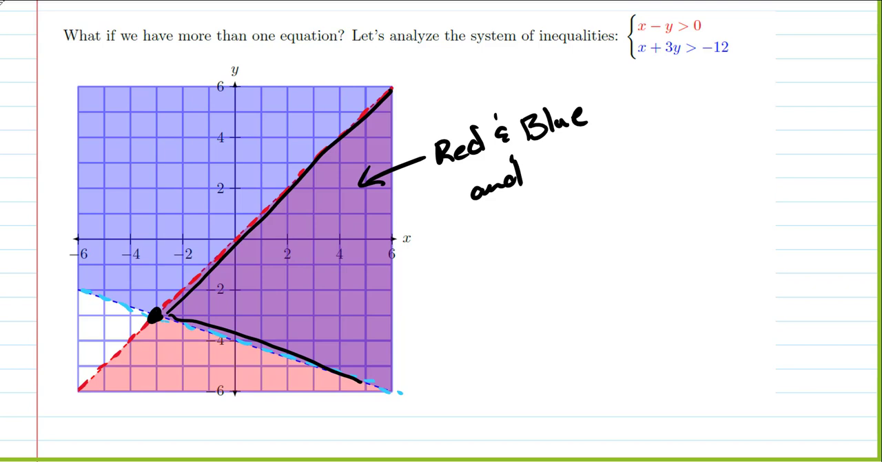So if I were to pick a point, say this point out here, which inequality would that satisfy? So if I picked the point negative 2, 4, out of these two inequalities, which one would it make true? The red one or the blue one?